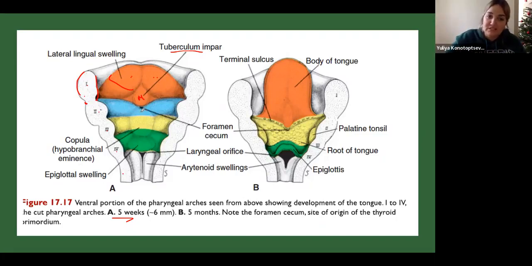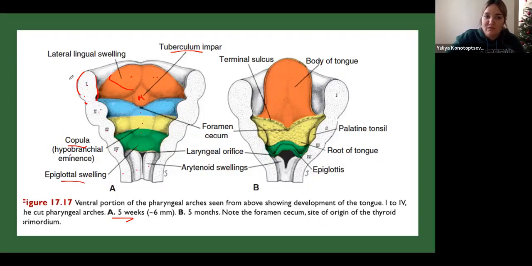On the surface of the second, third, and fourth arches, you see that it occupies all three of them. There is a prominence which is known as the copula. Another name for copula is the hypobranchial eminence or prominence. And then there is the epiglottic swelling, and then there are the arytenoid swellings, but it's not important. What's important is the innervation.